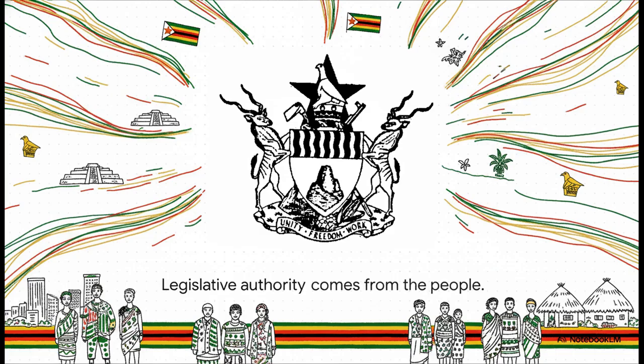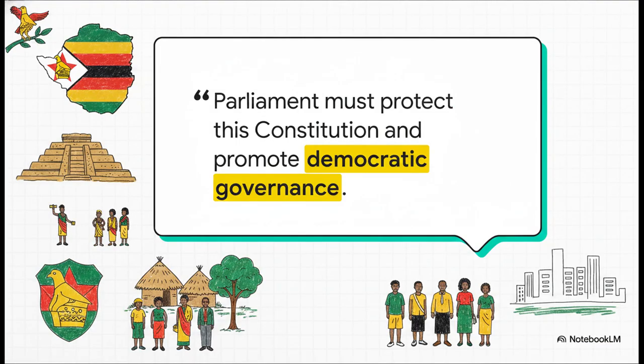This entire system relies completely on the authority given by you, the everyday citizen. I actually want to share a really powerful quote with you. Section 119 says, Parliament must protect this Constitution and promote democratic governance. What does that actually mean for you in everyday life? It means all parts of the government must answer to Parliament. Parliament's core job is to stand like a giant shield to protect your rights. They're there to make sure the country is run fairly for everyone, from the lowest local office right up to the very highest.